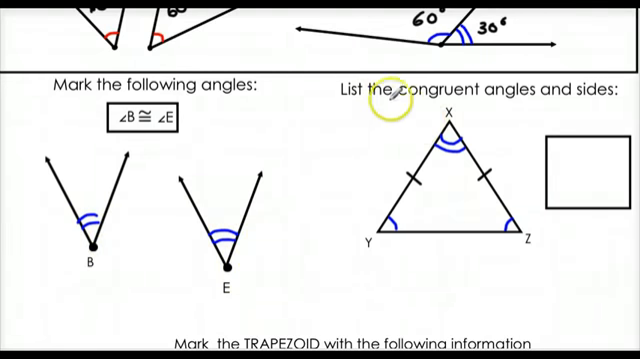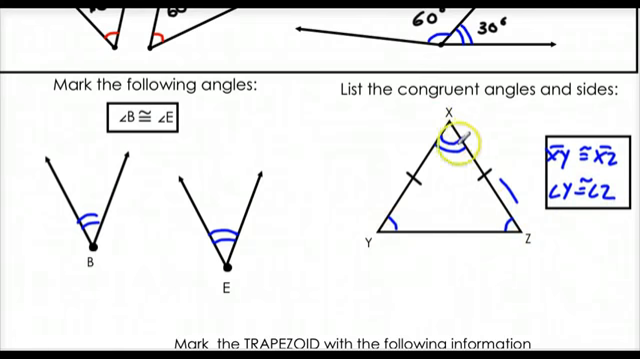Number 2, list the congruent angles and sides. Okay, let's look at this. I know about sides, so I know that XY is congruent to XZ. These two segments are congruent. I also know that this angle, angle Y, is congruent to angle Z, because they have the same marks. And angle X, well, nothing else has 2 marks, so it's not congruent to anything, and that's it. We did it.